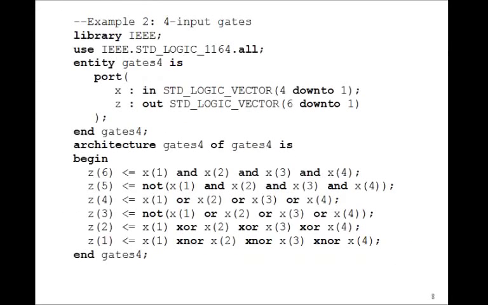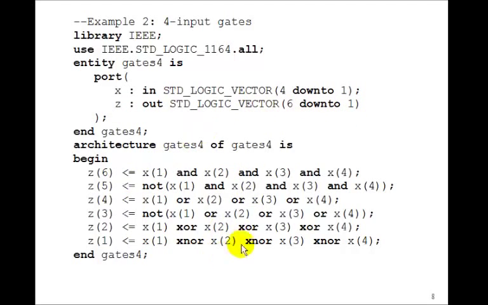So let's write a VHDL program for this. Here's the entire VHDL program. This is the entity, and this is the architecture. Note that the input X we're going to write as a standard logic vector 4 down to 1, and Z will have 6 down to 1.